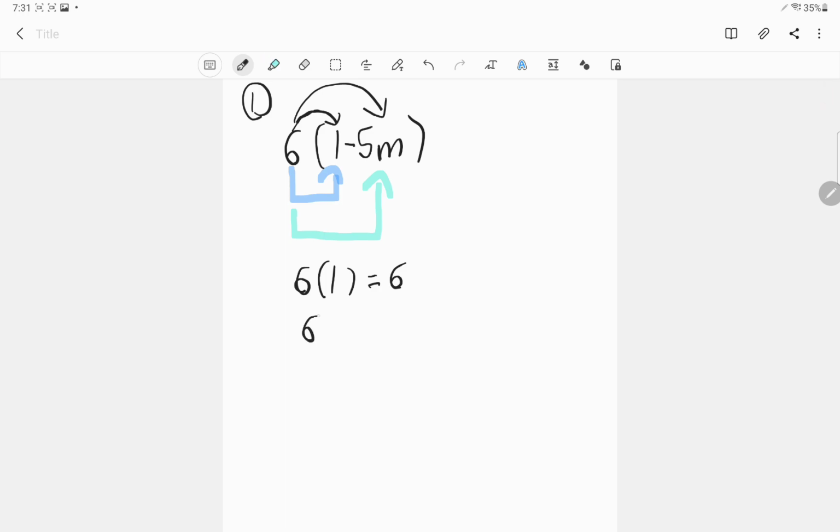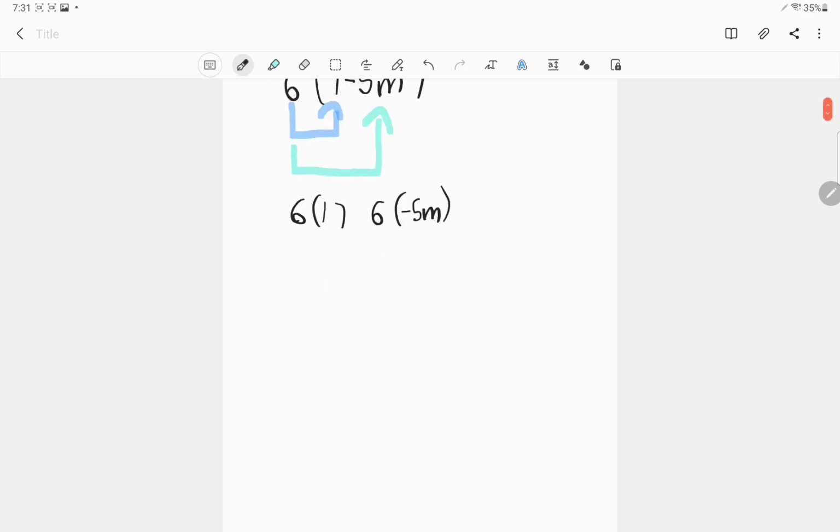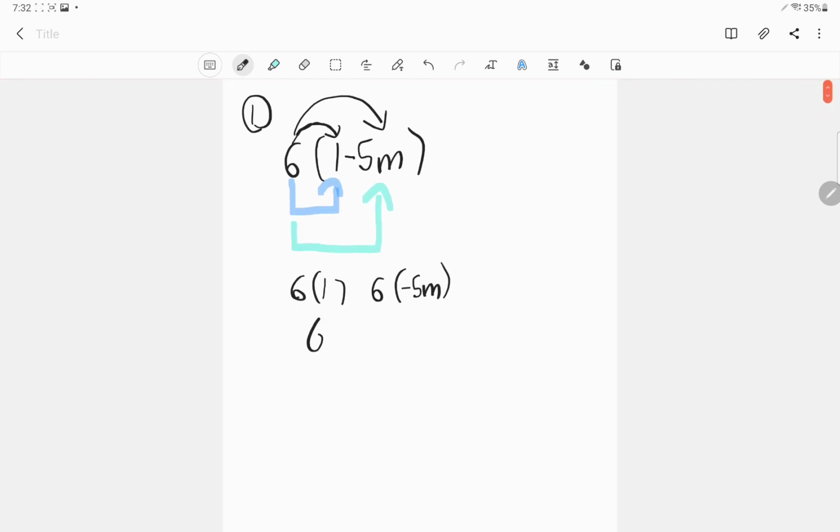Now 6 times negative 5m is going to equal. So the first one we know is a positive 6, right? Because both of them are 6. The second one is going to be a negative and a positive, so it's going to give me a negative 30m. So negative 30m. And you might be asking, where do you get the m from?